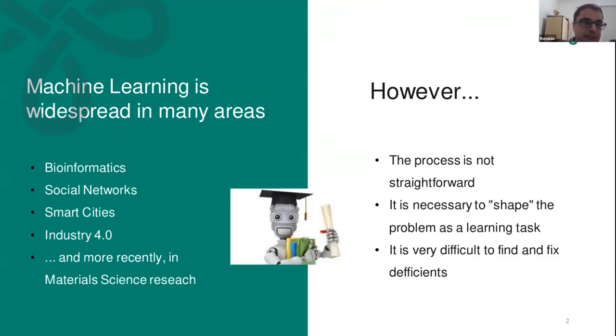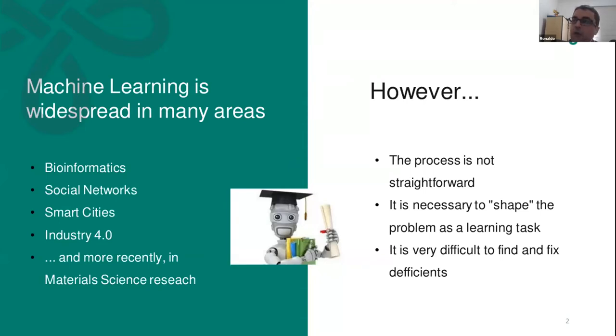I have gotten to see the transformation of many areas using machine learning, building larger and better research. This happened in bioinformatics and social network analysis, smart cities, the new industry technology, and many more. And more recently, we see many approaches in material science research. And we had a piece of demonstration yesterday by Professor Chu.